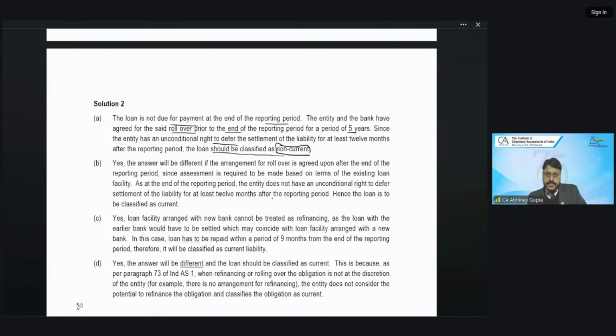Second, in the second case, when the rollover, instead of being agreed upon within the year or on or before 31st March, has been agreed upon after the year end, right? So in this case, the answer will be different. Yes, the answer will be different because the rollover is agreed upon after the reporting date. Since the assessment is required to be made based on the terms of the existing loan facility at the end of the reporting period, the entity does not have the unconditional right to defer the settlement of the liability for at least 12 months after the reporting period. Hence, the loan is to be classified as current.